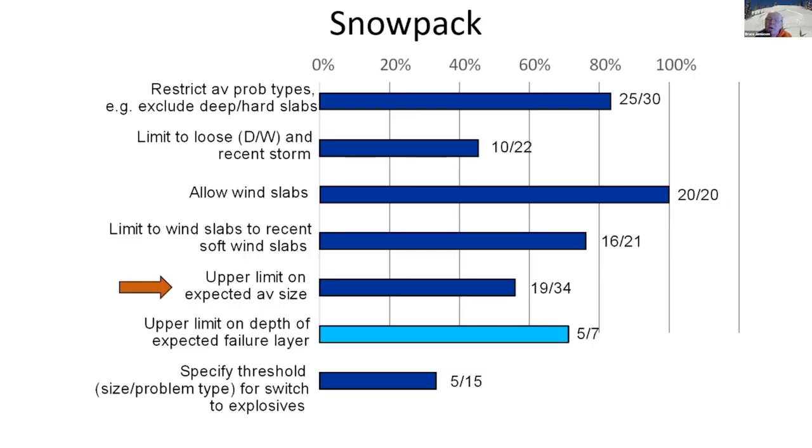19 of 34 put an upper limit on the expected size of avalanches. Typically, this was D1.5 or D2. So 15 of 34 operations did not specify an upper limit, or it was missed by our survey methods. 5 of the 7 put an upper limit on the expected depth of the failure layer. 5 of the 15 specified conditions for the switch from ski cutting to explosives.